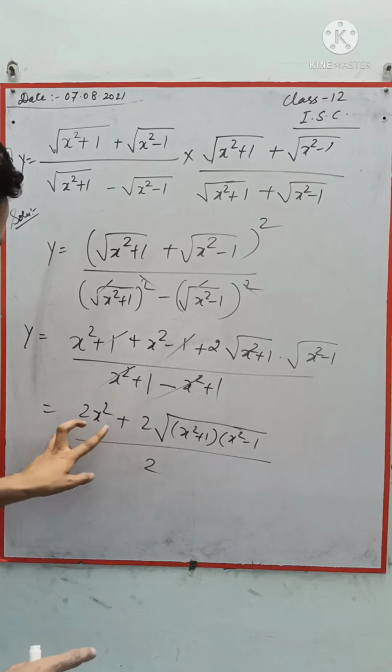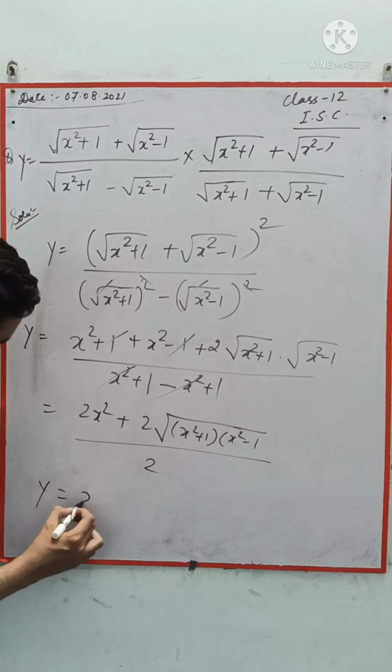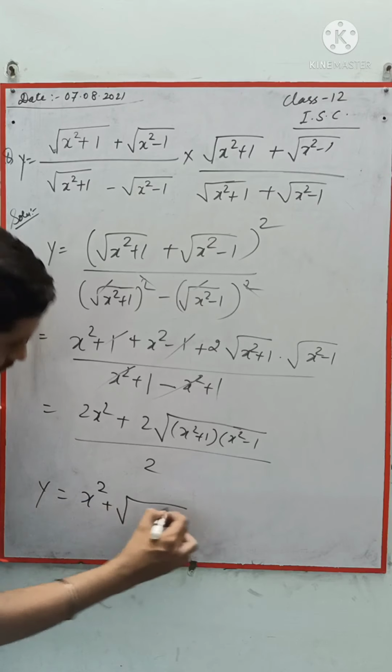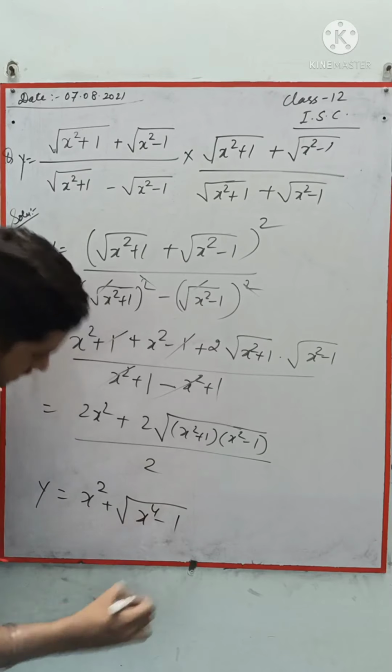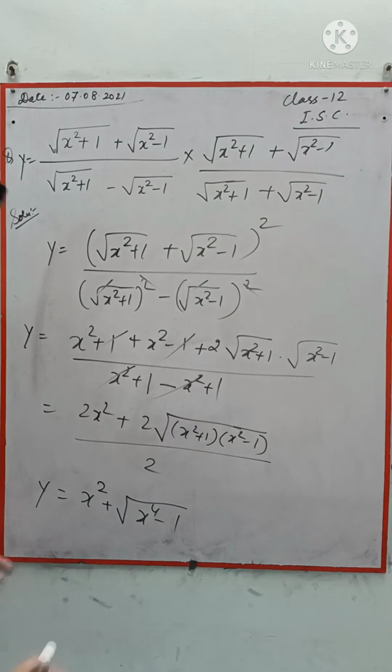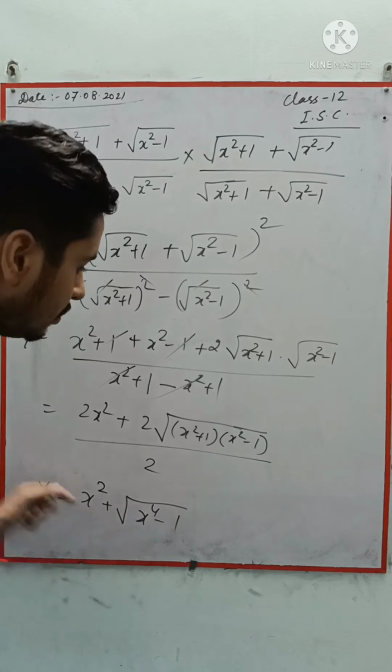This 2 you take common, it will be cancelled with the 2, and finally you will get x square plus the square root of (a plus b)(a minus b), so a square minus b square. Now can you differentiate this? Yes, it is very easy to differentiate.